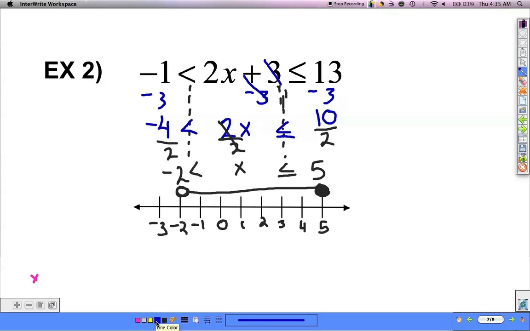And if we were to check, everything in between, negative 1 is greater than negative 2 and less than or equal to 5, or really just less than 5. So everything on our little graph seems to make sense. And that's it.